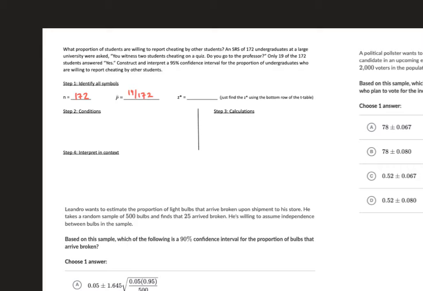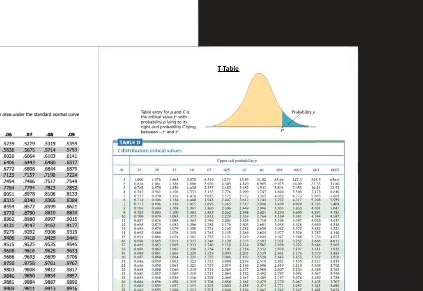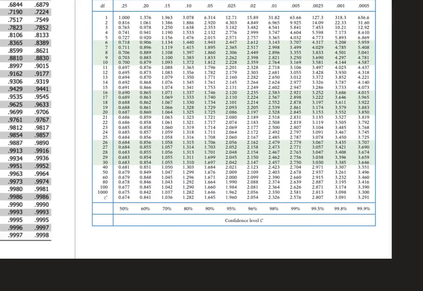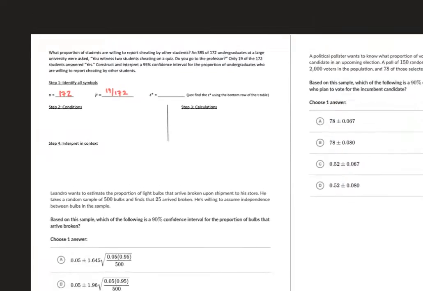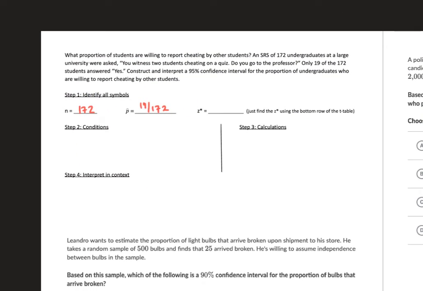So we're looking for the z star value for a 95% confidence interval. So if we go to the bottom of our t-table, for a 95%, we're going to use a z star value of 1.96. So z star for this problem is going to be 1.96 for the 95% confidence interval. Next thing we're going to do is check our conditions. So the first condition is the random condition, and it does state an SRS. So for the random condition, SRS is stated.